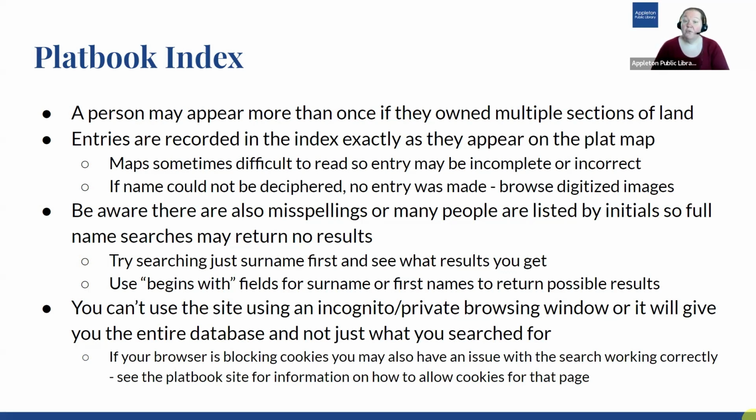Be aware there are also misspellings of names, and many people were listed by initials, so sometimes doing a full name keyword search might not return any results. Therefore, I recommend trying to search with just a surname first and seeing what results you get. We also have added a begins with field for surnames and for first names to help you try to find those ancestors who may be listed by initials or who may have had their surname or first name misspelled.